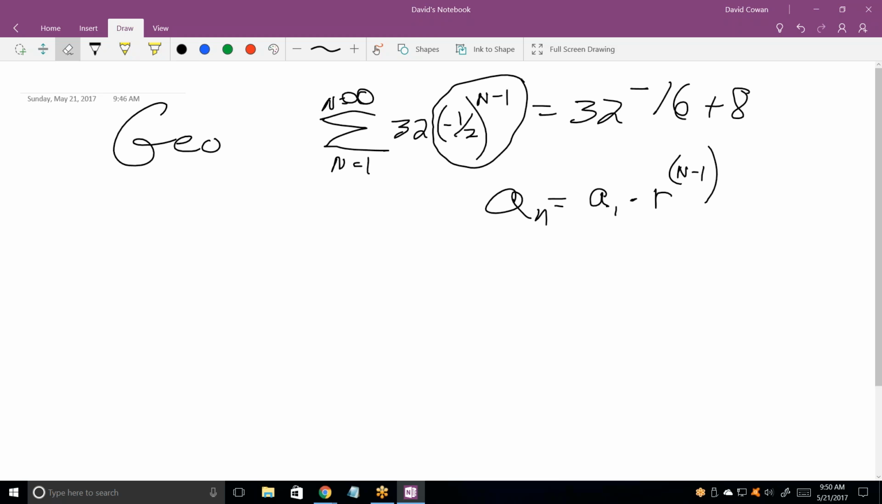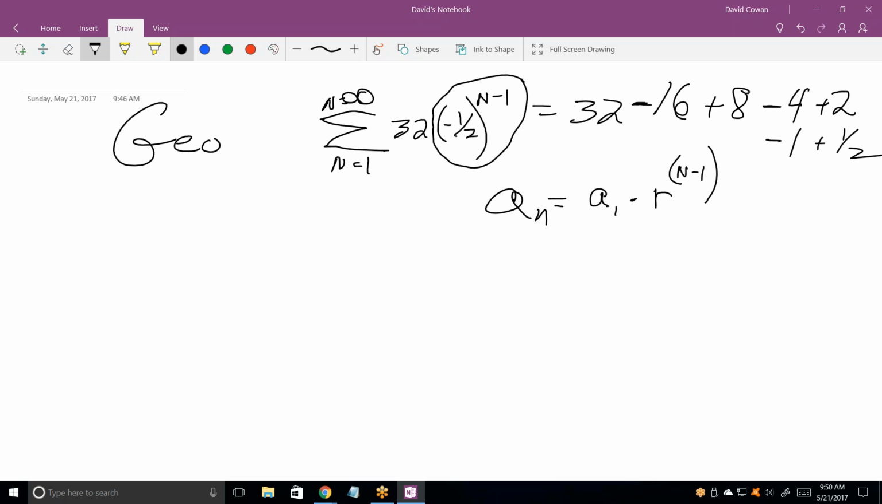So this is going to be an alternating sequence. And clearly what we're doing is multiplying each term by minus 1/2. So the next term is going to be minus 4. The next term is going to be plus 2. The next term is going to be minus 1, plus 1/2, and so forth and so on. So we have an alternating series that is declining.